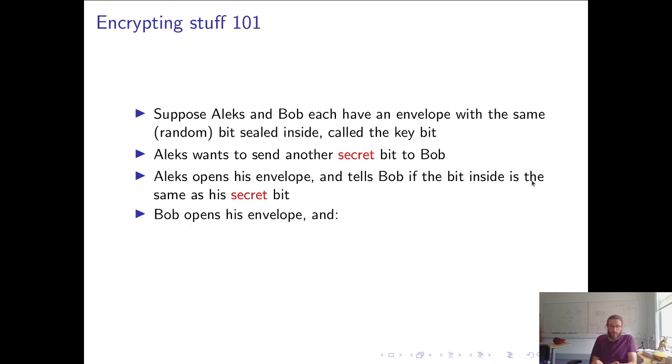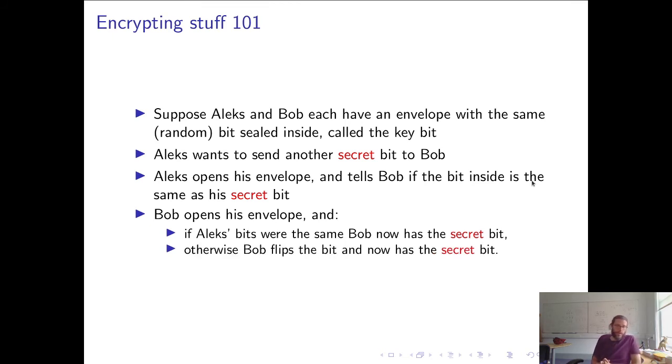Bob opens his envelope, and if I told him that the bits were the same, Bob knows that he actually has my secret bit, because my bit was the same as the bit in the envelope, and the bit in my envelope was the same as the bit in Bob's envelope. In that case, he has my bit. Otherwise, Bob flips the bit. So in this case, my bit was different from the bit in the envelope, which is the same as the bit in Bob's envelope. So if he flips his bit, he'll get mine. Were you able to follow that?